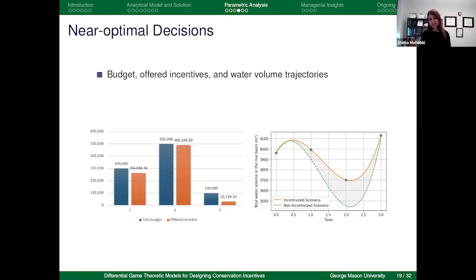To better understand the dynamic changes in the system's state level, the figure on the right shows the trajectory of water in the river with and without incentives. And as you can see here, in the incentivized scenario, due to water conservation efforts, the amount of water is higher compared to the non-incentivized scenario.